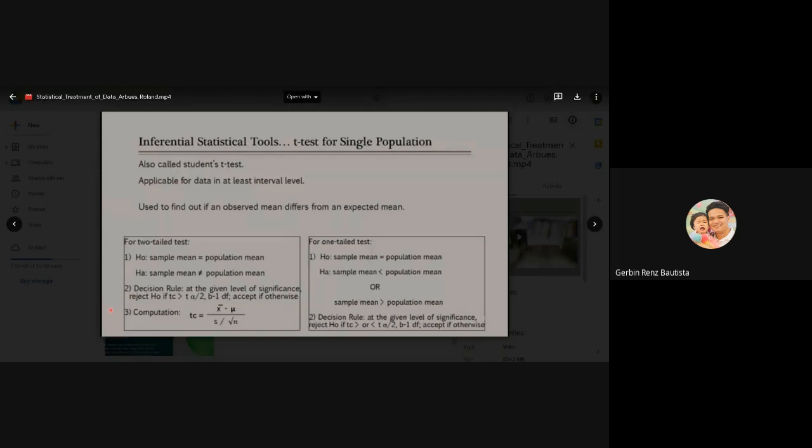For a two-tailed test, the null hypothesis would state that the sample mean is equal to the population mean, and that the alternative hypothesis states that the sample mean is not equal to the population mean. Therefore, the decision rule for a two-tailed test is that at the given level of significance, reject the null hypothesis if the t-value is greater than the critical t-value based on the parameters, and accept the null hypothesis otherwise.